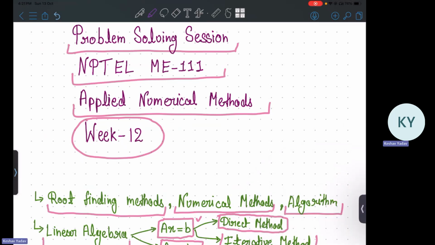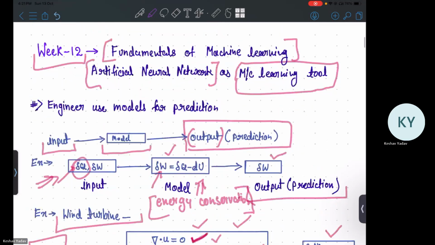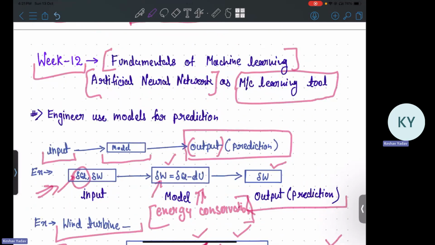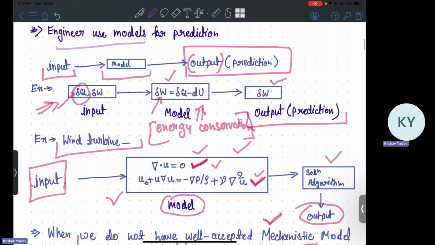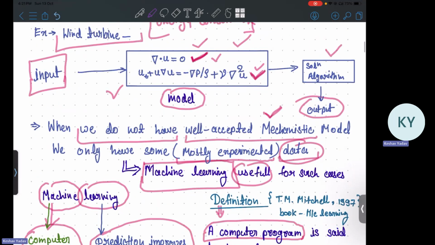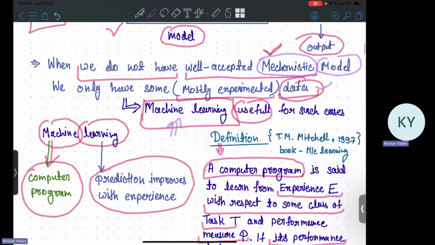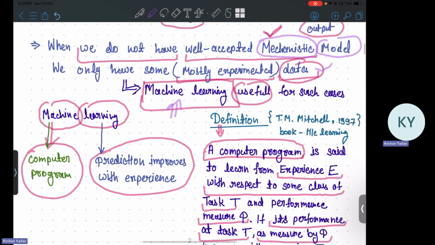What has been discussed this week? This week we have discussed fundamentals of machine learning and artificial neural network as a machine learning tool. So what are the models we have seen? Model was used for prediction and it is based on some conservation principles that we have seen. So we have seen that when the mechanistic model is not available, but we have the experimental data, then machine learning is useful in that kind of scenario.